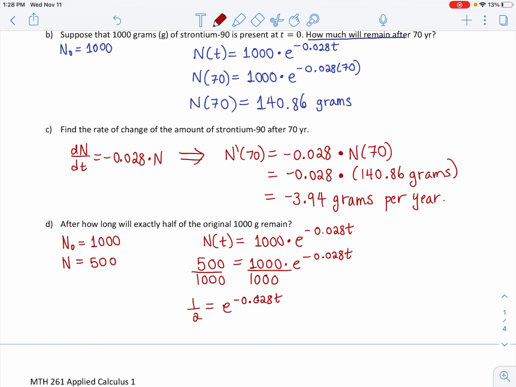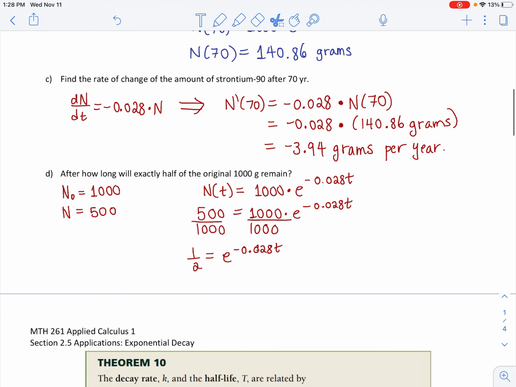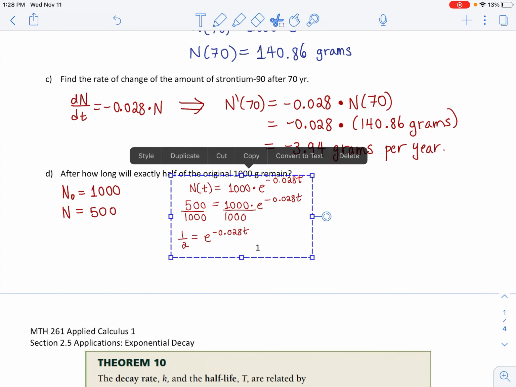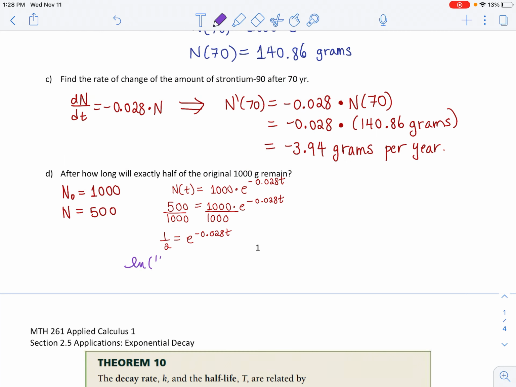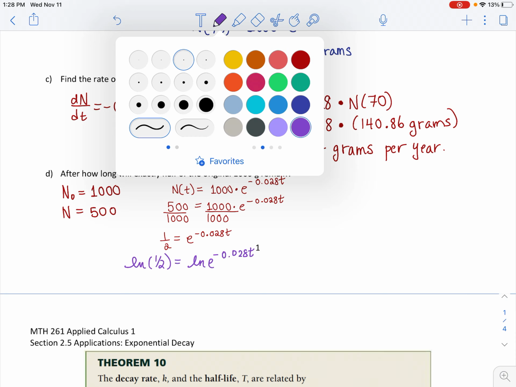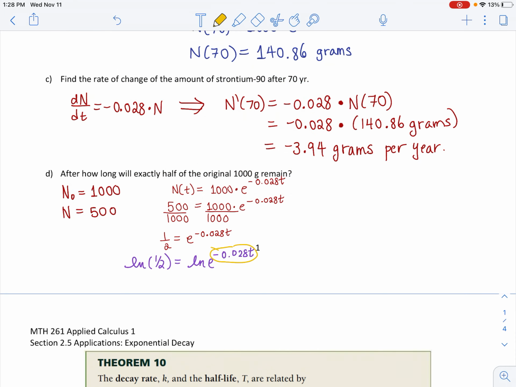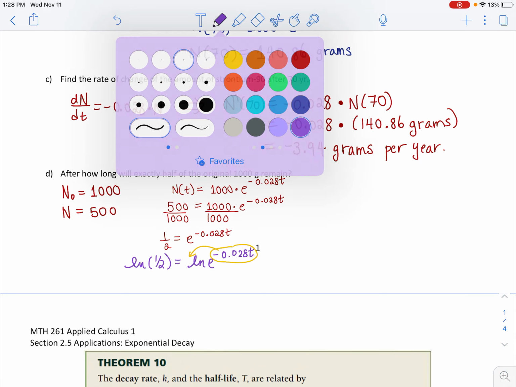e raised to the negative 0.028t. By now, you guys are like pro at solving an exponential equation. So you know the next step is to take the natural log of both sides. Natural log of 1/2 is equal to natural log of e to the negative 0.028t.